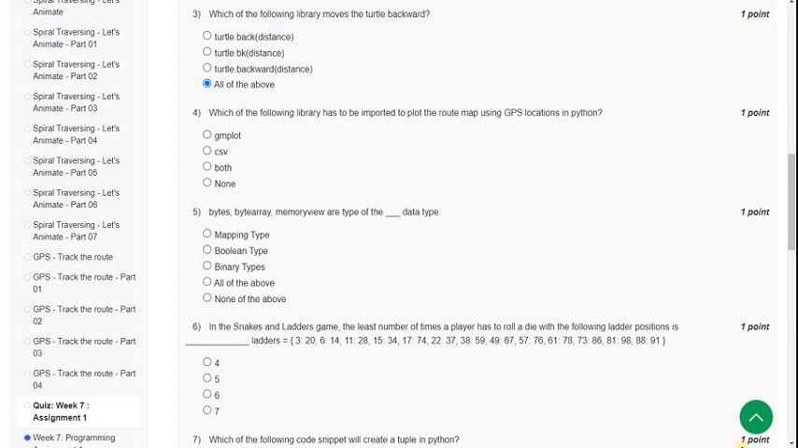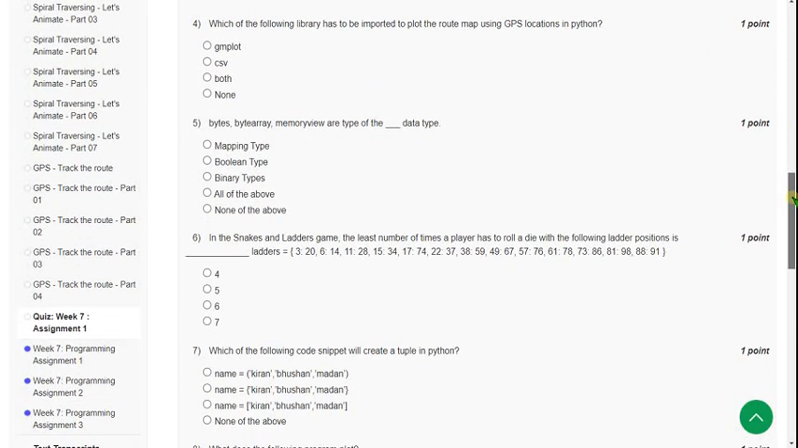Next, fourth question. So fourth one, which of the following library has to be imported to plot the route map using GPS locations in Python? So for fourth question, the answer is all these two are correct. That means third option, both is the answer.